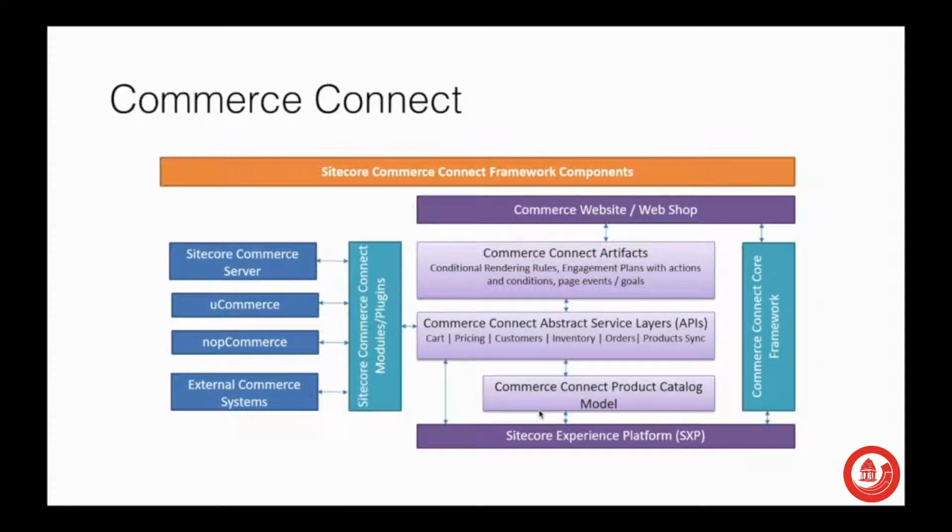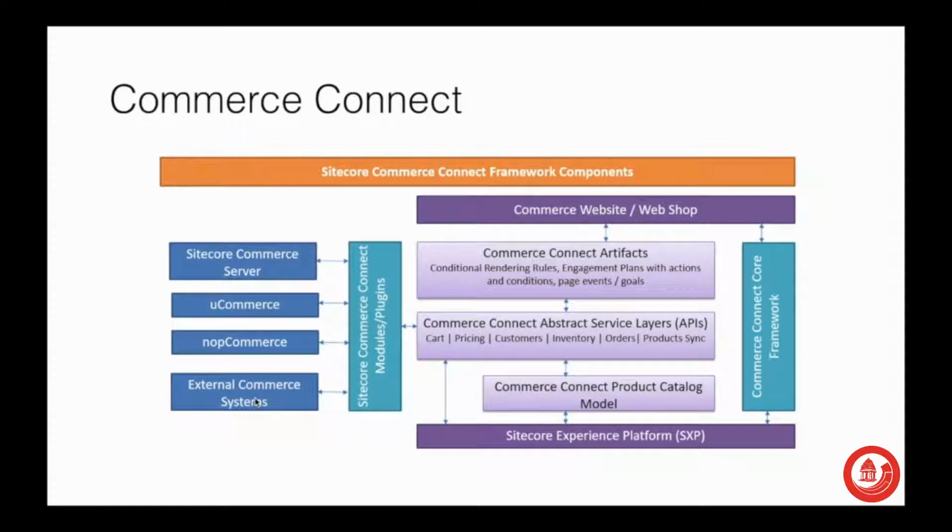So you usually don't store your products in Sitecore by default. In most cases your products are stored in the external commerce systems, and then you use the Sitecore Commerce Connect modules or plugins or connector, whatever you can call it, to bring in your product data into the Sitecore. So the external commerce systems are of different types. Sitecore Commerce Server, it can be a new commerce system, NOP Commerce, or any other different external commerce systems.